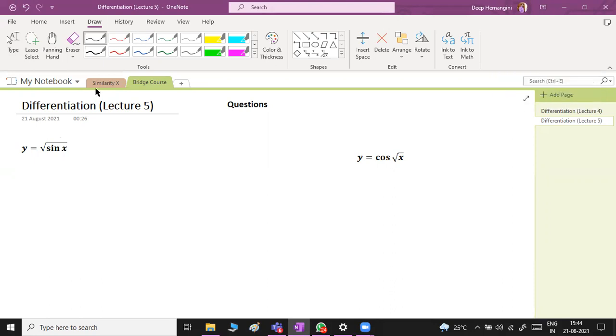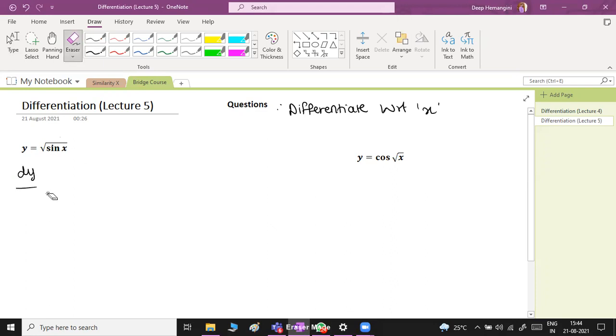So first question, the question says differentiate with respect to x. So this is going to be my question. Let me write the x properly. Differentiate with respect to x. First question is y is equal to root sin x. So how we are going to start with the question? Here it is going to be dy by dx.